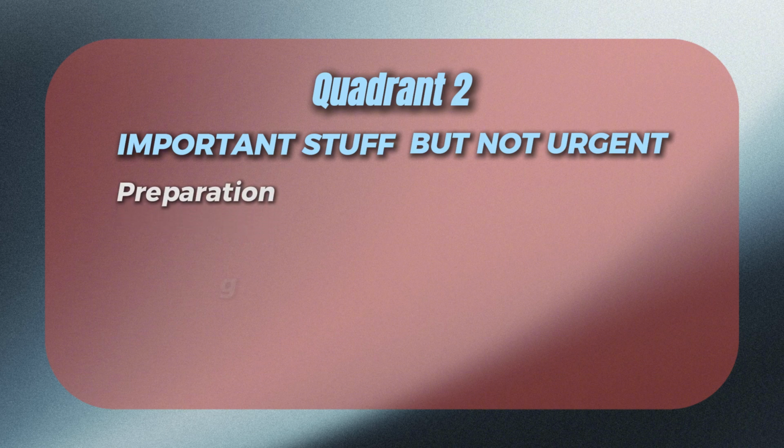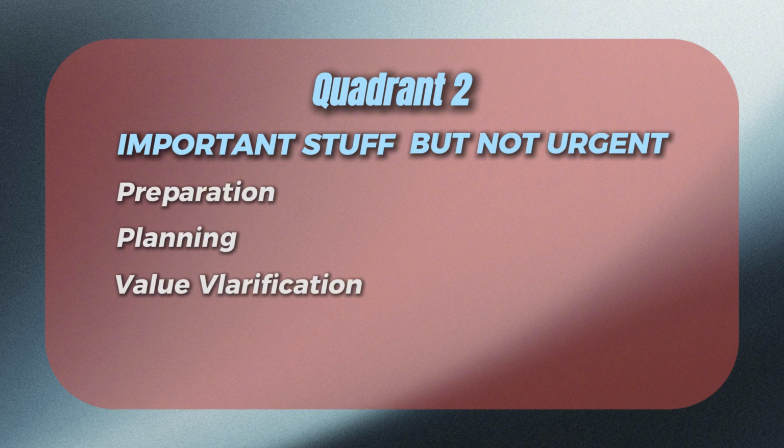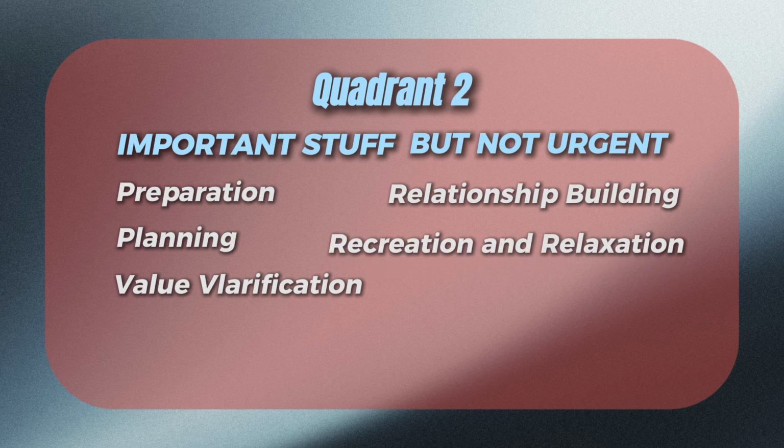Quadrant 2 is the important stuff, but not urgent. This is preparation, planning, value clarification, relationship building. This is also true recreation and relaxation. So that's a very important note, and we'll talk about the nuance there. But this is important but not urgent. Quadrant 2. This is the quadrant we're going to circle. This is really where we need to be as the architect.